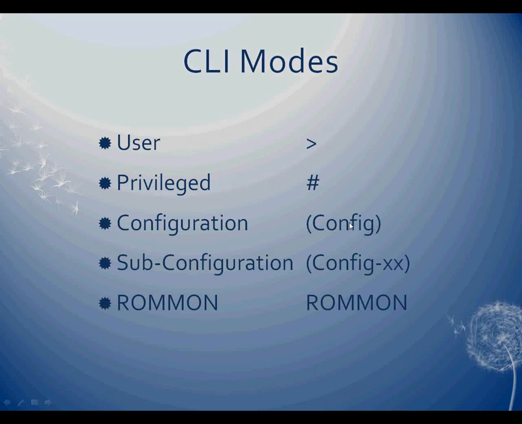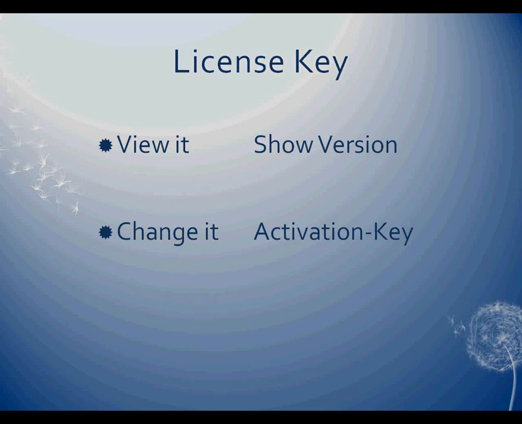All right, next we're going to talk about the license key. Now, the license key obviously dictates what features are on the ASA. And to view your license key, you just do show version. And then if you look at the bottom, your license key is there.